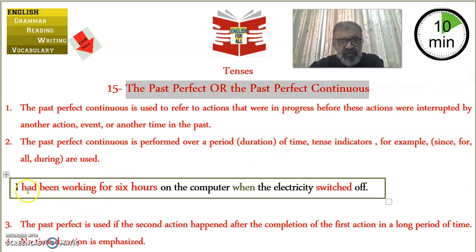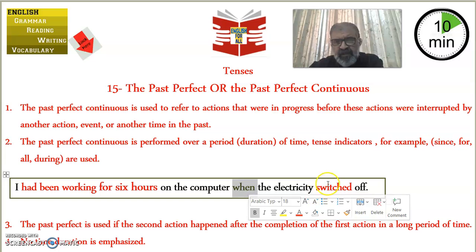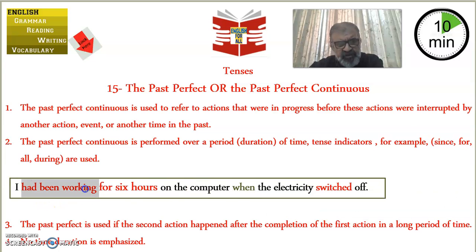Now let's consider the following example first. I had been working for 6 hours on the computer when the electricity switched off. As you can see, when is followed by action 2, and then we have action 1 here. Why past perfect continuous? Simply, let's read.